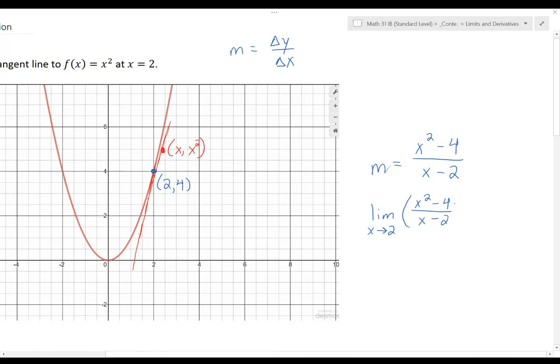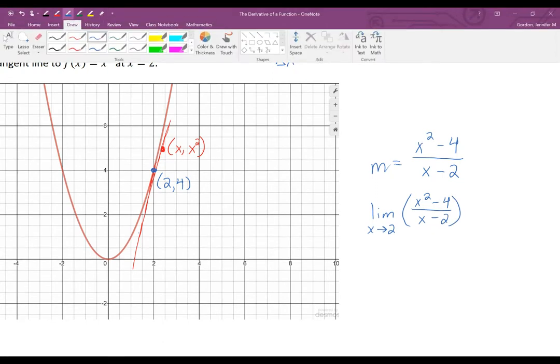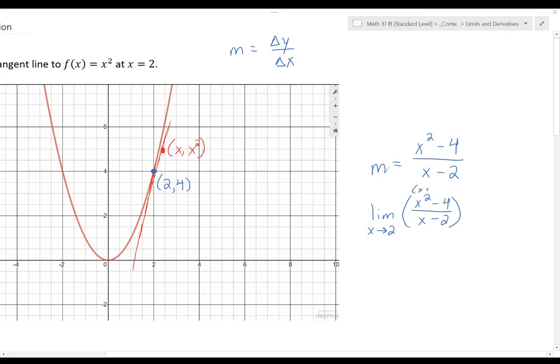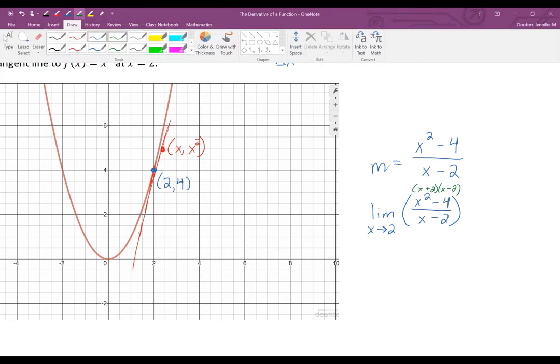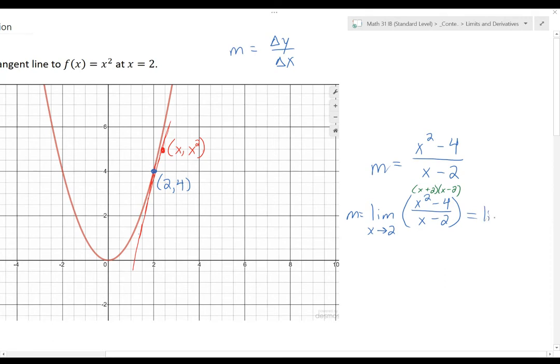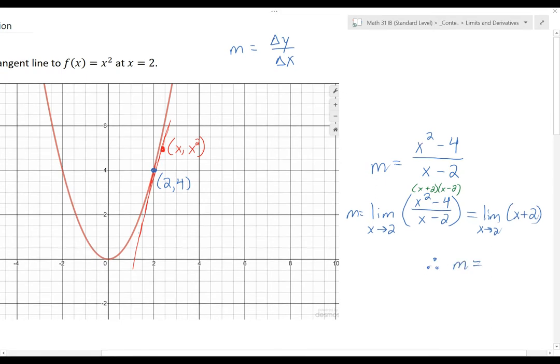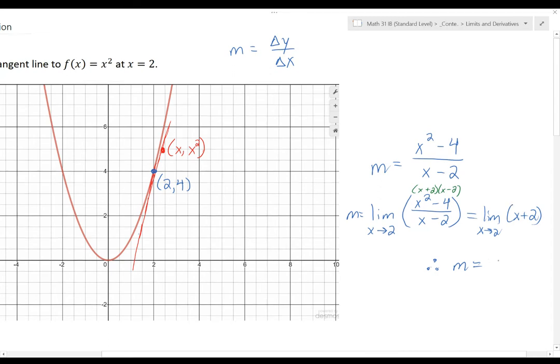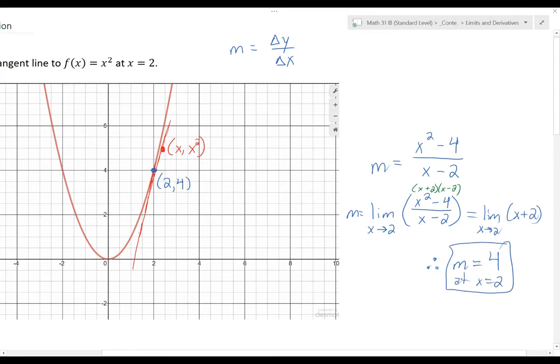Well, we've done this question before. This is factorable, so we can simplify by factoring. So x plus 2, x minus 2, which means that this limit, or this slope, is equal to the limit, as x approaches 2, of just x plus 2, which means that at this point, the slope is equal to 4 at x equals 2. That's a pretty straightforward process for doing this.